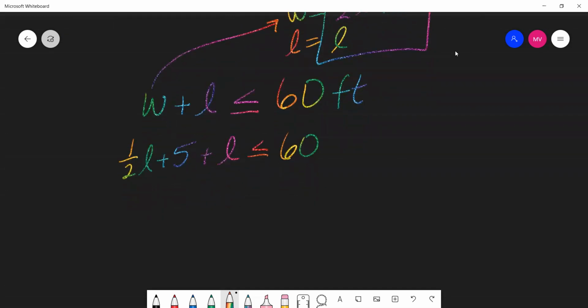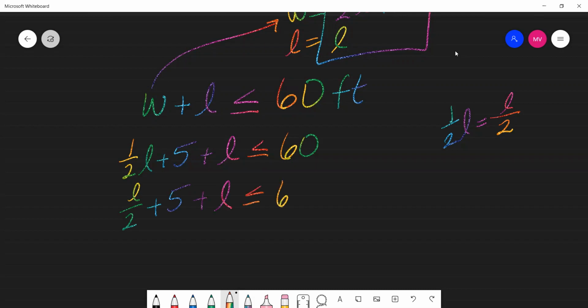And of course they show it as, what's another way we can write 1/2 length? That's the same thing as length divided by 2. So that's how they show it in the book, and you can do that if you want to. If we do that, we have length over 2 plus 5 plus length.